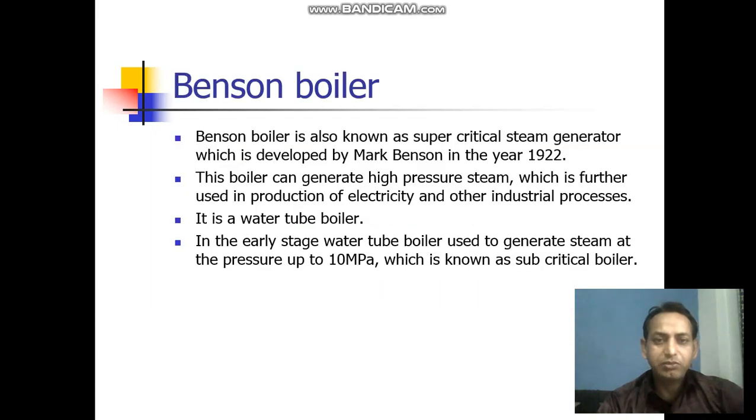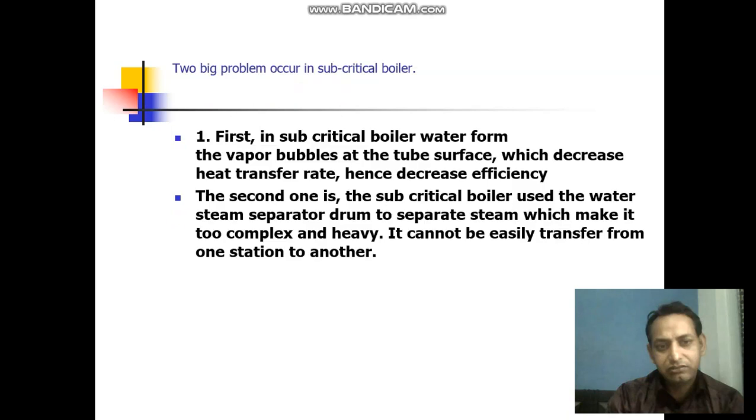Now another class of boiler is the supercritical boiler, sometimes called the once-through boiler, which is the Benson boiler. It was developed by Mark Benson in 1922. The boiler can generate high pressure steam, which is further utilized for the production of electricity and process work. Basically it is a water tube boiler. In the early stage of the water tube boiler, the generated steam had a pressure range of 100 bar, which is known as the subcritical boiler.